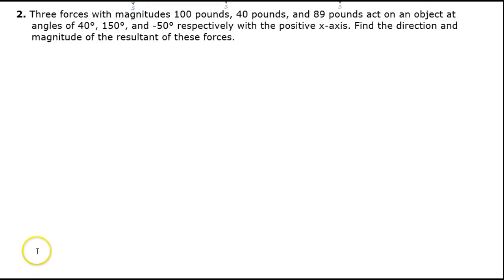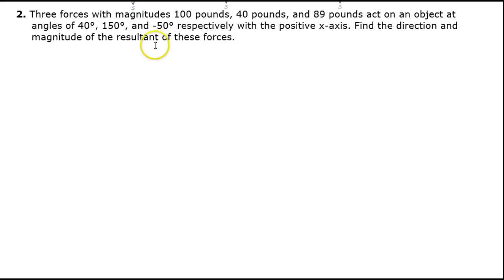Let's do one more example. Three forces with magnitudes 100 pounds, 40 pounds, and 89 pounds act on an object at angles 40 degrees, 150 degrees, and negative 50 degrees, respectively, with the positive x-axis. Find the direction and magnitude of the resultant of these forces.